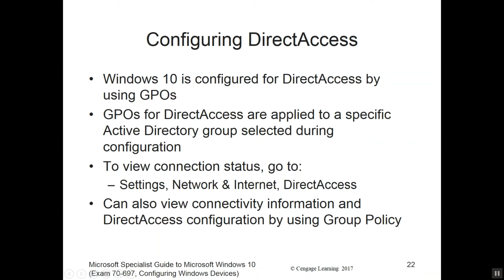Windows 10 is configured for direct access by using GPOs. The GPOs for direct access are applied to a specific Active Directory group selected during configuration. Now, to do that, you'll go to Settings, Network and Internet, and then just pick Direct Access. You can also view connectivity information and direct access configuration by using the group policy.